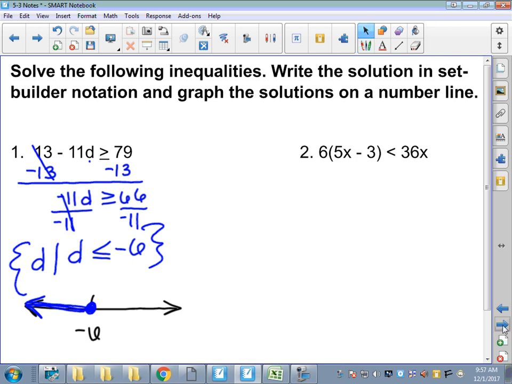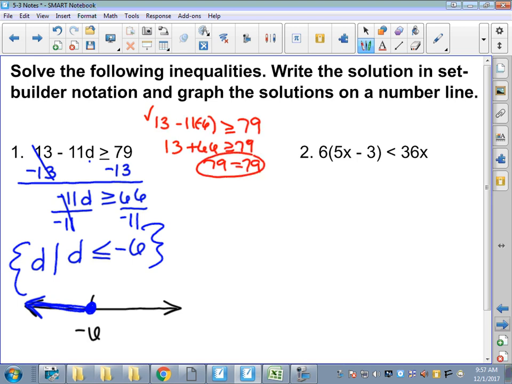And I haven't shown you this, but to check our solution, you can sort of check your solution. It won't guarantee that you're right, but if you get a wrong answer, then you know it's wrong. To check that negative 6 is really the cutoff, you can plug negative 6 into the original. So if I plug negative 6 in here, I should get equals to 79. And so 13 plus 66, does that equal 79? And it does. Okay, so 79 is equal to 79. That tells me that negative 6 is the right number where this starts.